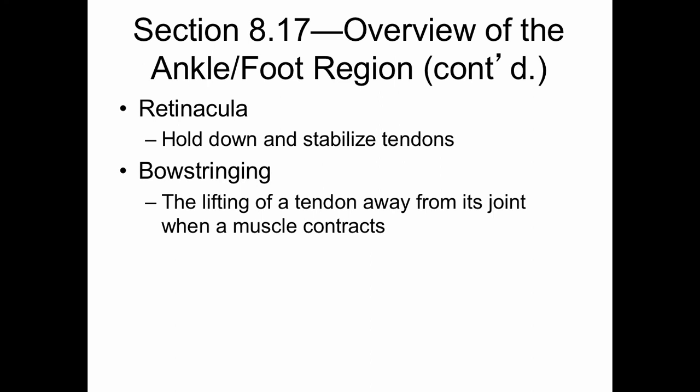Many retinacula run transversely across the ankle region, holding down and stabilizing the tendons that cross from the leg into the foot. Because the leg and foot are not in a straight line, but form an angle relative to each other, similar to the shape of a bow, the pull of the muscle lifts the tendon away from the ankle. This lifting away, called bowstringing, would diminish the strength of the muscle, reducing its ability to move the foot were the retinacula not there to resist it.